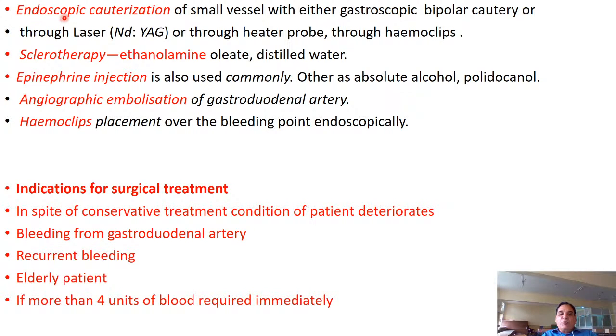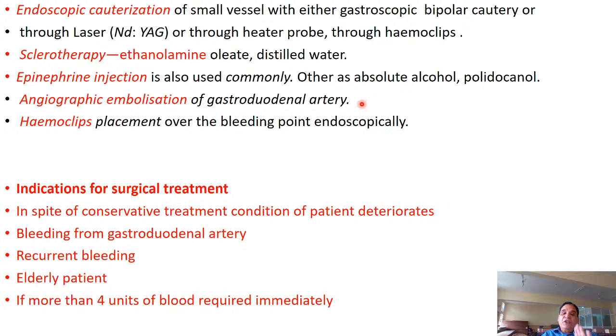Non-surgical: endoscopic cauterization of a small vessel through the gastroscope. Nowadays laser is used or some type of clips. Hemoclips are the best. They are the treatment of choice at present. Sclerotherapy: ethanolamine is injected directly into the base of the ulcer. Even adrenaline can be injected. So epinephrine injection is used very commonly now. Also acetyl alcohol, polidocanol. This drug is taking over.